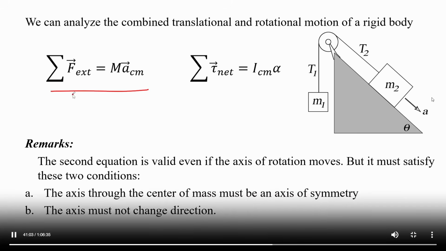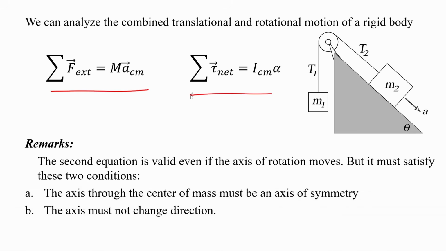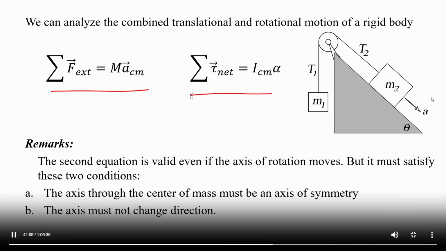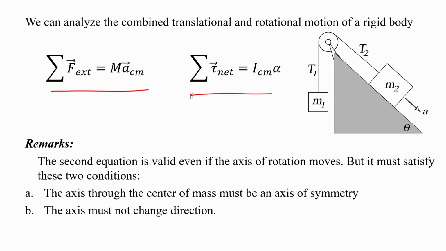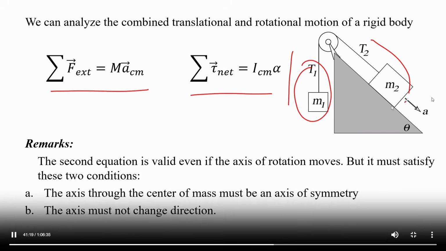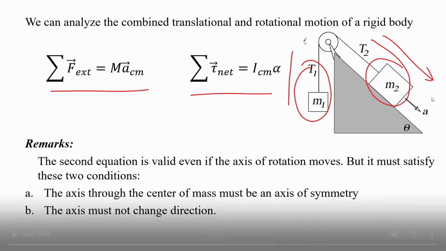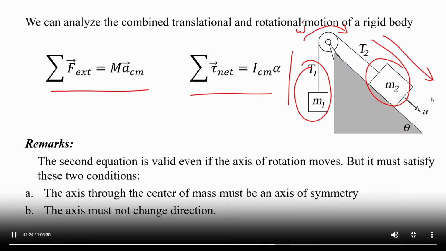This is for the translational, and this is its analog for rotational, which is the sum of the net torque, which is equal to the moment of inertia of the center of mass times angular acceleration. Like this problem here, you have translational and you have rotational. So the second equation is valid even if the axis of rotation moves, but it must satisfy two conditions. Letter A, the axis of the center of mass must be an axis of symmetry. Letter B, the axis must not change direction.